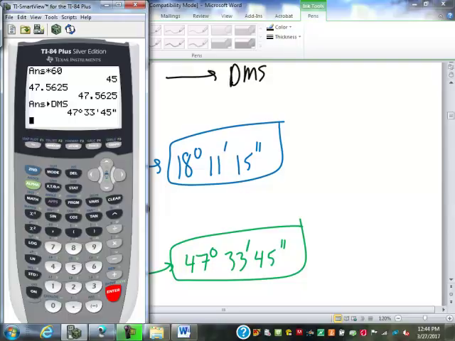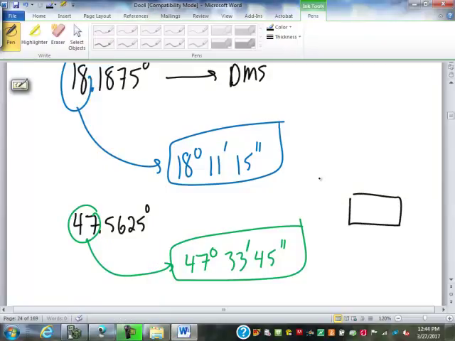On yours, you're going to do the same thing. You're going to enter 47.5625. You've got a key up there that should look like this. Hit that key, and you'll see the degrees, minutes, seconds symbols. Use your right arrow off the right side of the screen. DMS. And select DMS, and again, you'll have to hit enter twice.